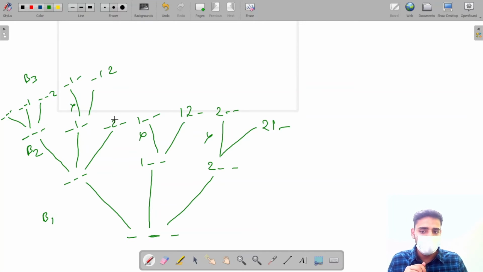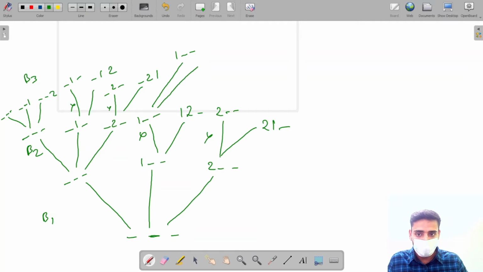So this is done. Now let's talk about this. Again we have 2 options, nothing goes, dash 2 dash, and if 1 goes, so dash 2 1. This is done. Now let's talk about this. This again has 2 options. One is nothing goes, so 1 dash dash, and if 2 comes, it will be 1 dash 2.